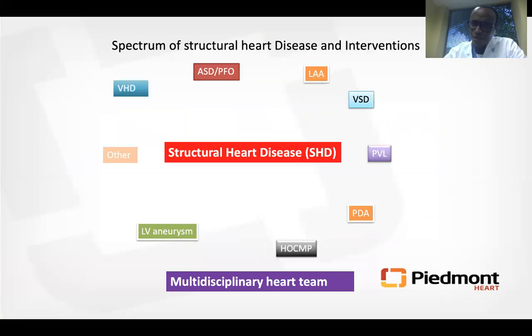The spectrum of structural heart disease spans not just valvular heart disease, but also some congenital defects in the heart, like atrial septal defects, patent foramen ovale, also closure of left atrial appendage in patients who have AFib and cannot undergo systemic anticoagulation, also closure of ventricular septal defect, paravalvular regurgitation or paravalvular leak, closure of PDA and management of hypertrophic cardiomyopathy, closure of left atrial aneurysm, and also other structural interventions are all categorized under this multidisciplinary segment of cardiovascular medicine called structural heart disease.